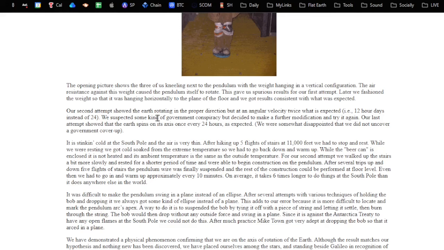Our second attempt showed the Earth rotating in the proper direction, but at an angular velocity twice what is expected. No, now the Earth's spinning in 12 hours. So we suspected some kind of government conspiracy, but decided to make a further modification and try again. Let's change the weight again.